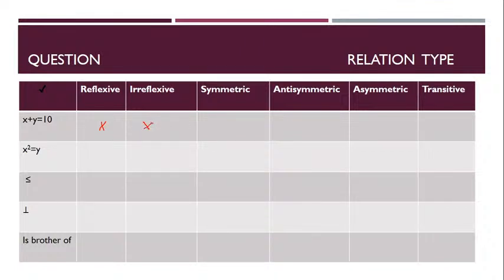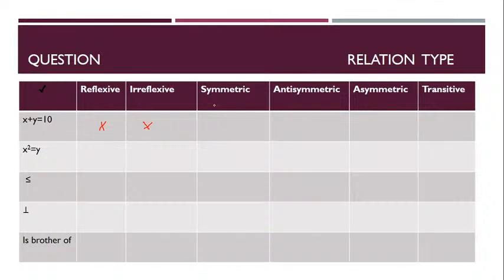Point is clear. Why is it not irreflexive? Because one of the self loops is coming true. I don't have to check others. If I can prove that one self loop is working fine in the case of x plus y equals 10, that confirms that it is not irreflexive. So it is not reflexive as well as not irreflexive.